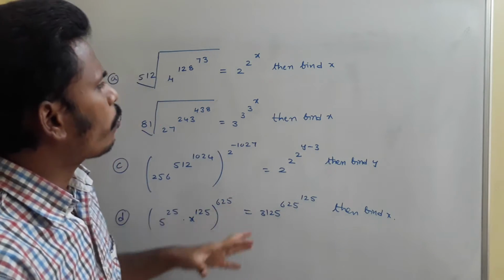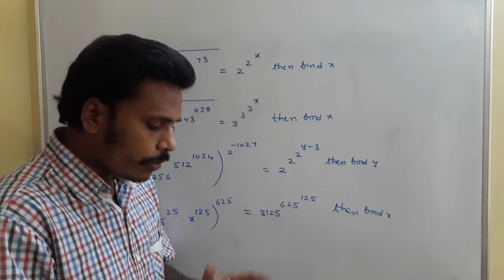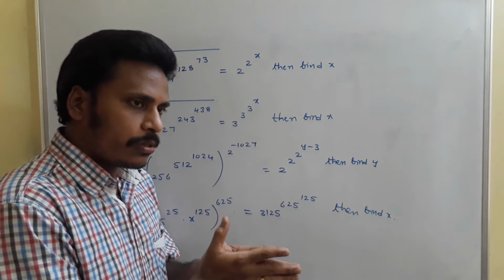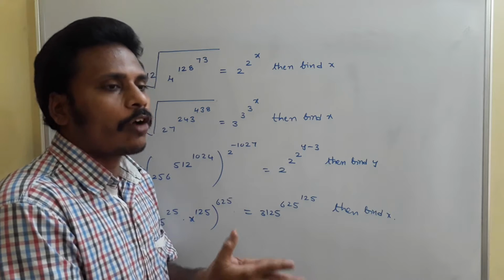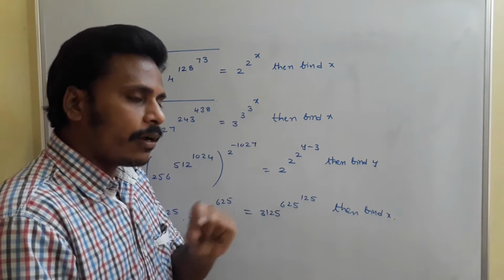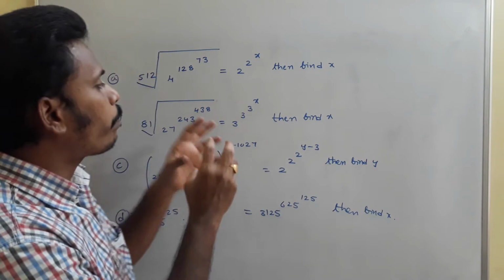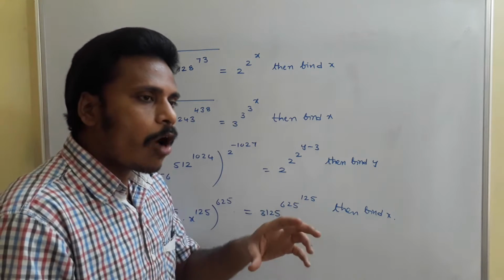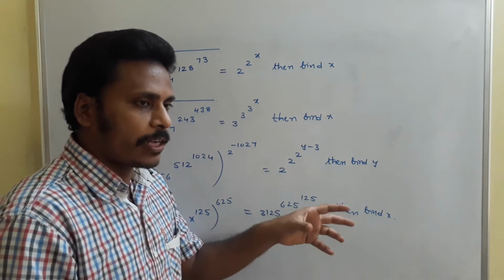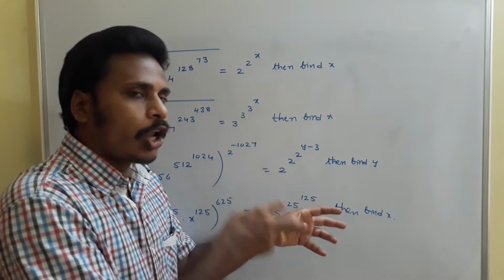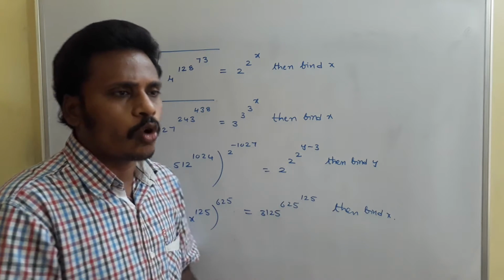To solve these four problems, we need an idea about the laws of exponents, along with the base and power of an exponent, the way of deciding the base and power of the exponents. After that, we need to apply the laws of exponents. Then it is easy to solve these problems.